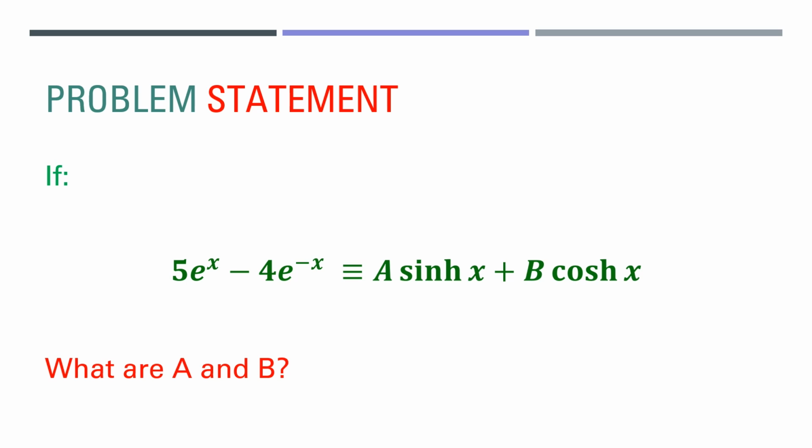The statement of the problem is that if 5e^x minus 4e^(-x) is identical with a sinhx plus b coshx, what are the values of a and b?